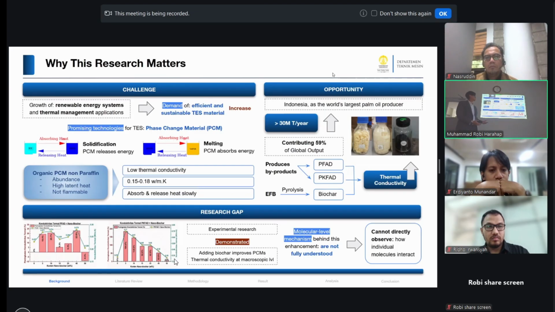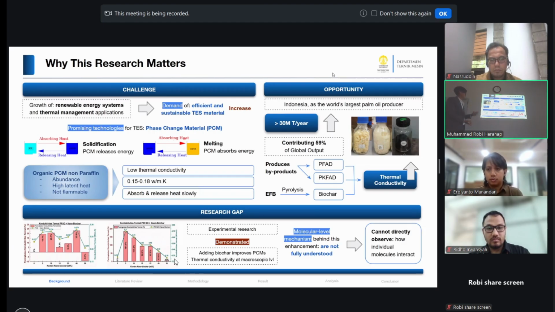Indonesia is one of the world's largest palm oil producers. It produces over 30 million tons a year, and it contributes about 59% of global output. By producing palm oil, it also produces byproducts, which are PFAD and also PKFAD, which will be the PCM that we're going to be assessing today. And by the addition of biochar, which is specifically EFB, I'm going to further talk about that later, it can increase the thermal conductivity.